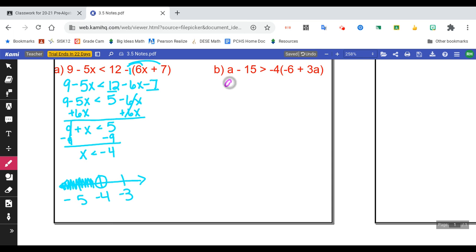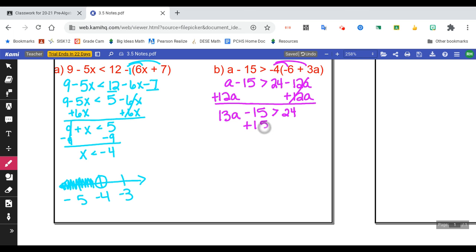Okay. So a minus 15 is going to drop. Greater than, we're going to distribute -4 on this side. So negative times negative is positive 24 minus 12a. Okay, can't combine on either side, so it's time to start moving the variables. Again, I'm going to move mine to the left every time so that it looks more normal to me when I get ready to graph it.